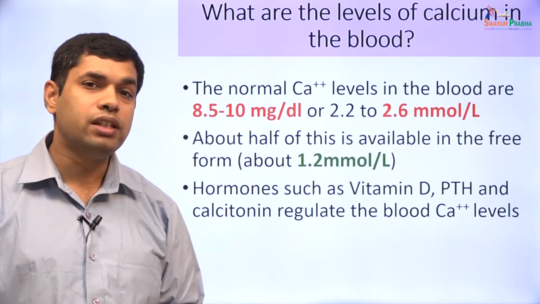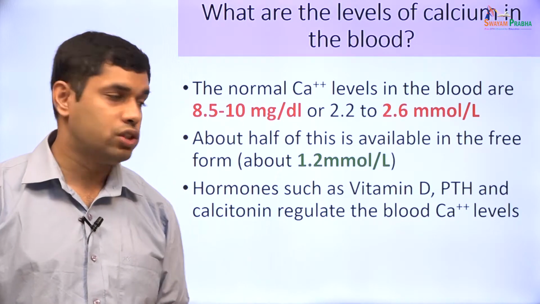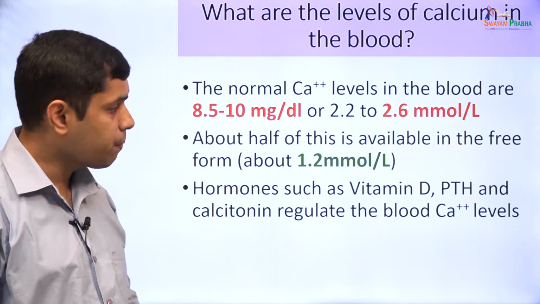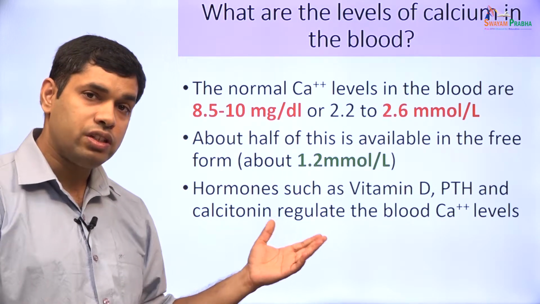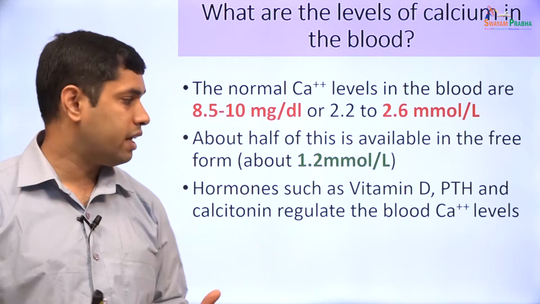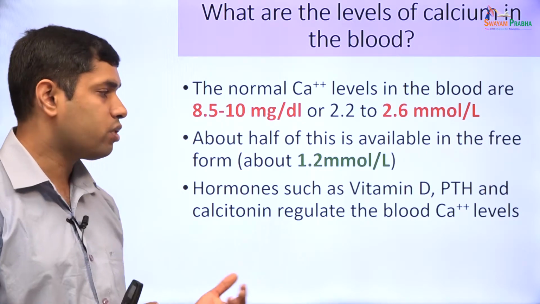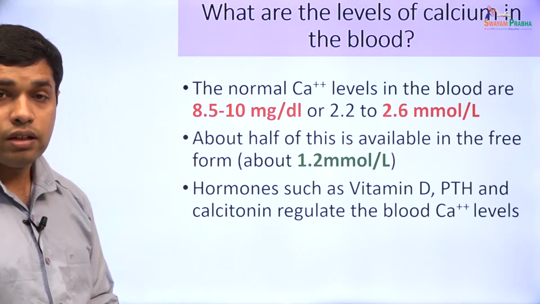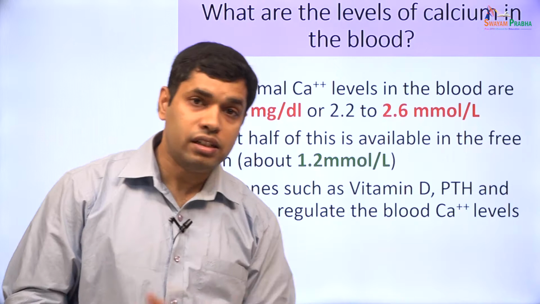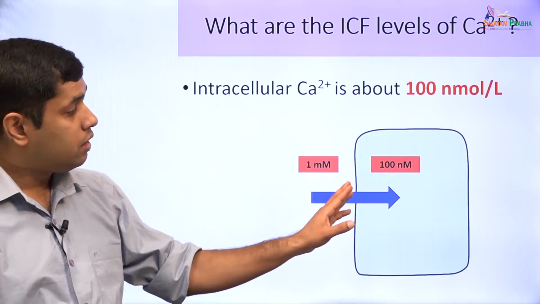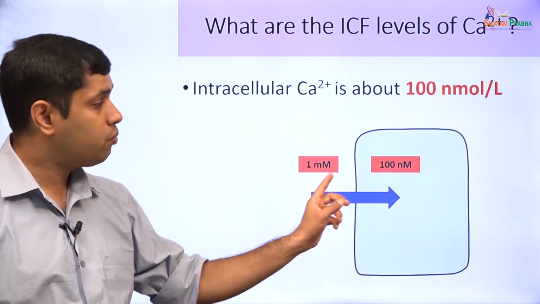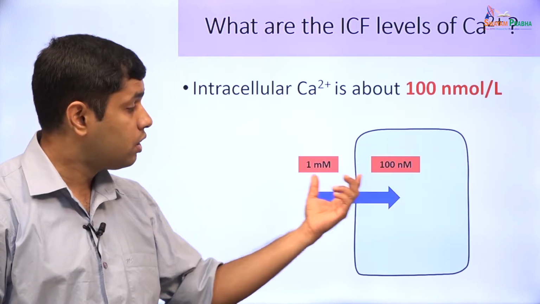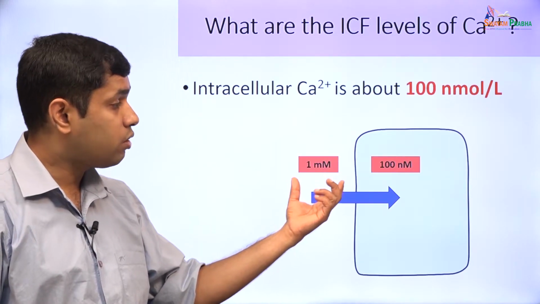For all our future calculations, we will be referring to external calcium as 1 millimolar, which is convenient for all our future calculations. Now we know that this calcium is very regulated. There are hormones like vitamin D, parathyroid hormone, and calcitonin, which regulate the calcium levels. And when we look at the internal levels of calcium, we find that the outside is 1 millimolar, whereas the inside is 100 nanomolar. It's a 10,000 times difference of calcium from the outside to the inside.